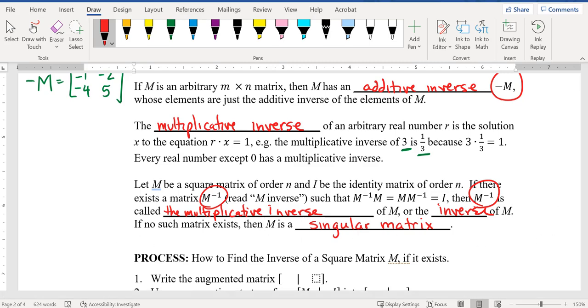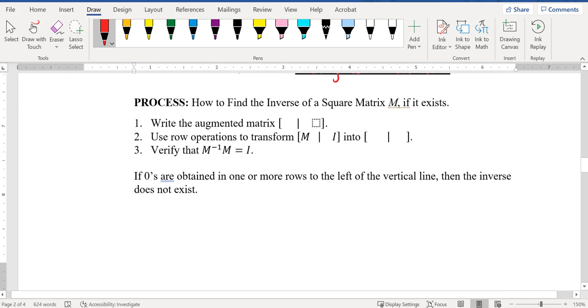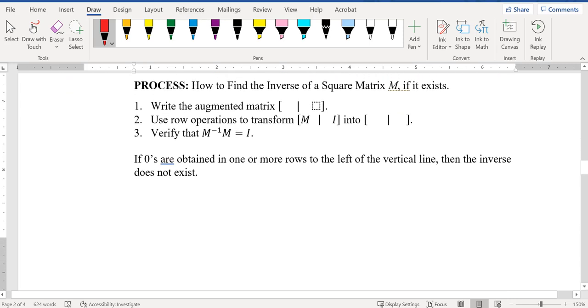How do we find an inverse of a square matrix? We write the augmented matrix M with the identity matrix on the right, and use row operations to transform [M | I] into [I | M inverse]. Then we verify that M inverse times M is the identity. If zeros are obtained in one or more rows to the left of the vertical line, then the inverse does not exist, and we say that M is a singular matrix.